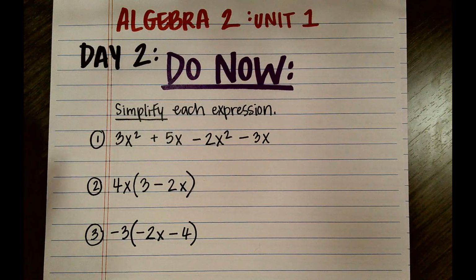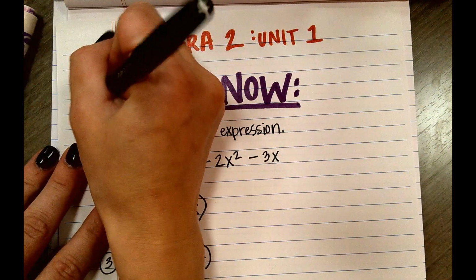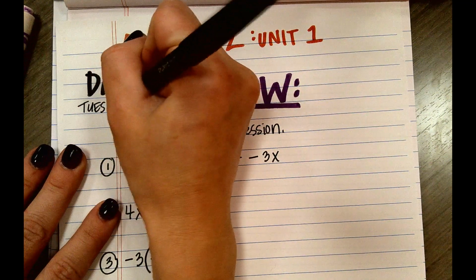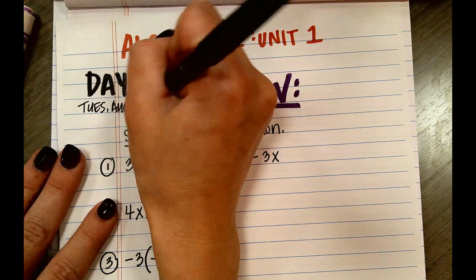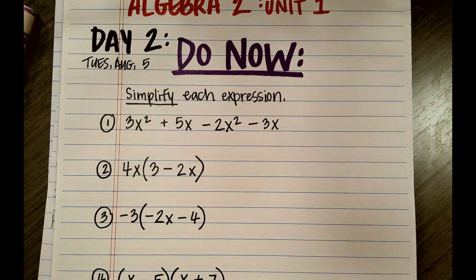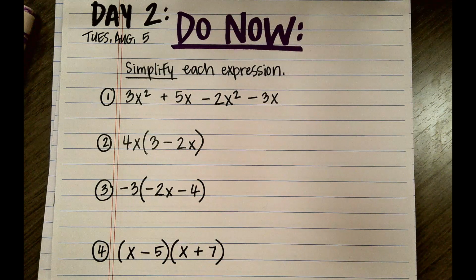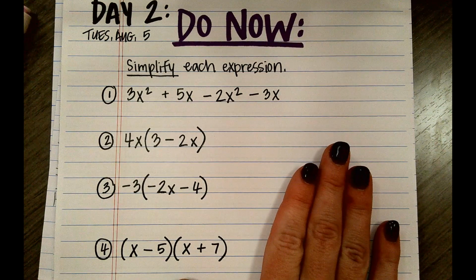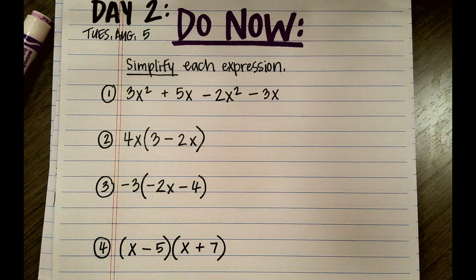Okay, today is Tuesday, August 5th. So I'm going to write that on here. Tuesday, August 5th. And for your due now, I just gave you 4 problems. And this is all stuff we covered yesterday. A little review of Algebra 1 to make sure we feel good before really getting into the Algebra 2 stuff.